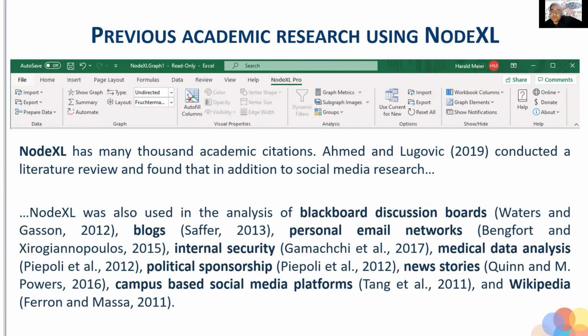In a review of literature published in 2019, the literature review found that NodeXL had been used in many thousands of academic works, and it'd been used for all sorts of analysis, not just social media. So it'd been used to analyze personal email networks, medical data records, news stories, and specific campus-based social media platforms as well.